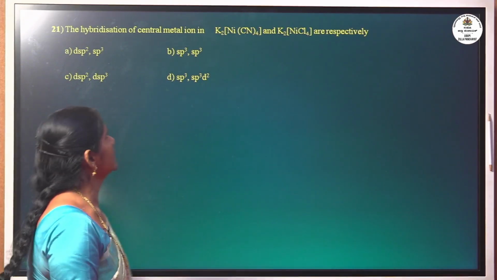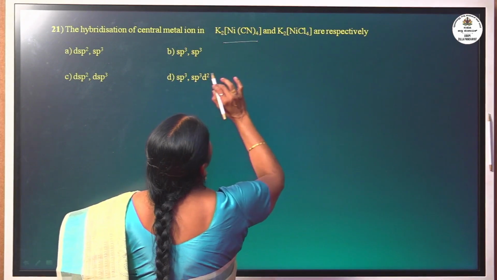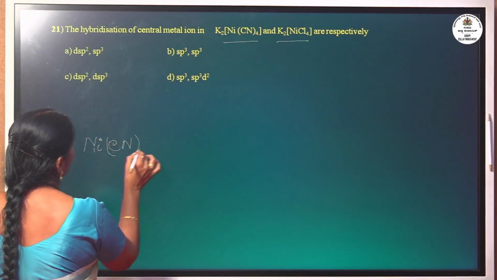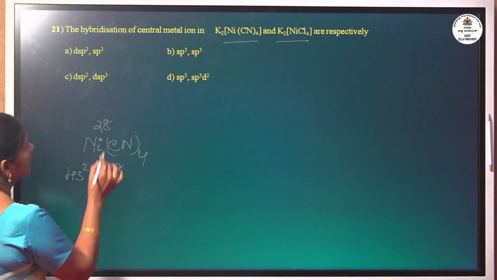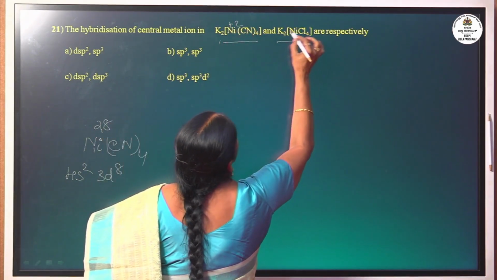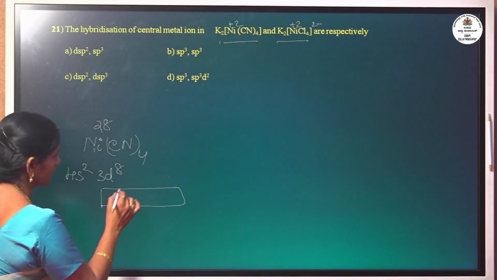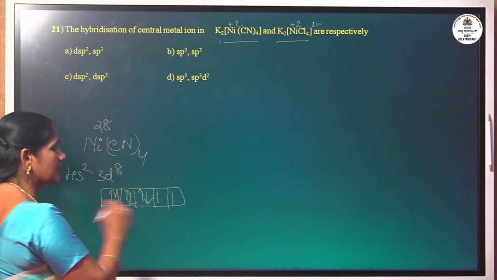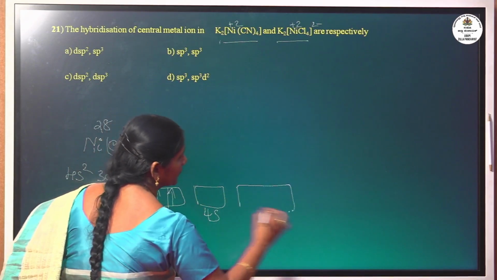Okay, the next question which has come in the previous year CET is the hybridization of central metal ion in this cyanide complex and this chloro complex. So in nickel tetracyanide, nickel is 28, so 4s2 3d8. In this case, nickel has valency 2, it is +2 here, and in this case also 2 minus, so this should be +2. So in the +2 state, it is 3d8. Okay, this is 3d8. So for cyanide, this is 3d, 4s and 4p.